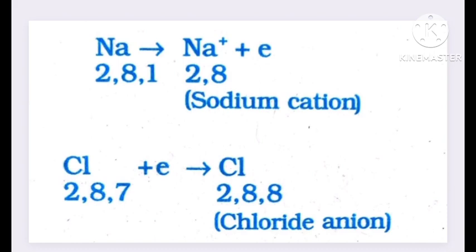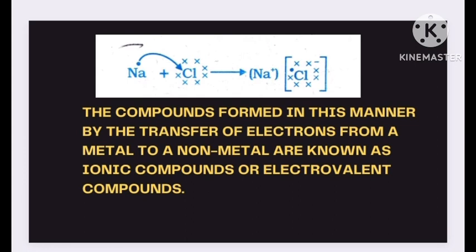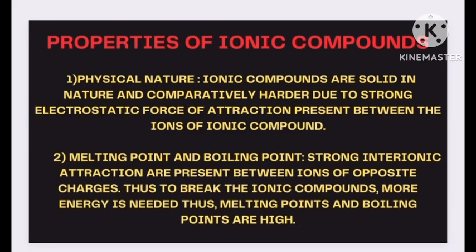Now these two ions react together, and the compound formed in this manner by the transfer of electrons from a metal to a non-metal is known as an ionic compound or the electrovalent compound. These electrovalent compounds have some properties which we need to learn. So let us discuss the properties of ionic compounds. First is physical nature. Ionic compounds are solid in nature and comparatively harder due to strong electrostatic force of attraction present between the ions of ionic compounds.